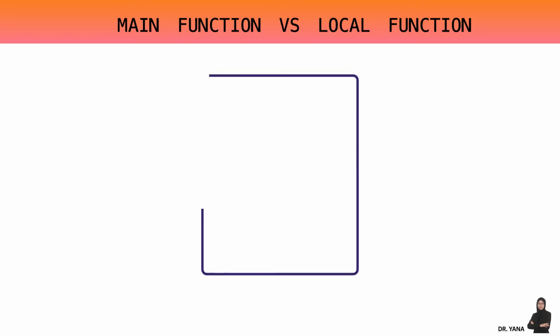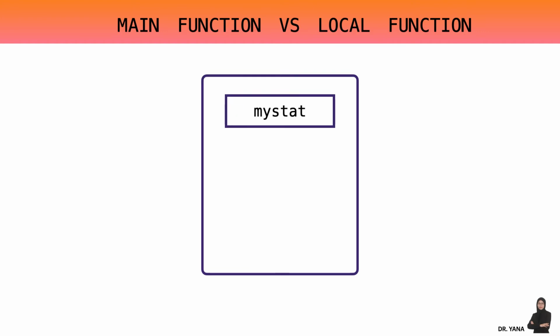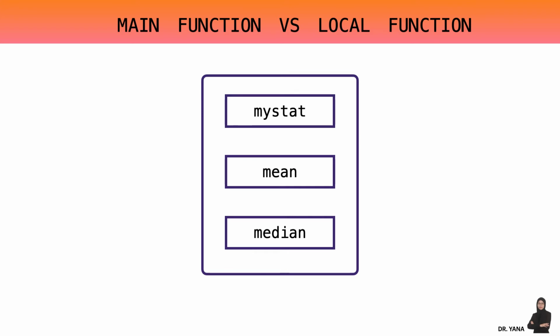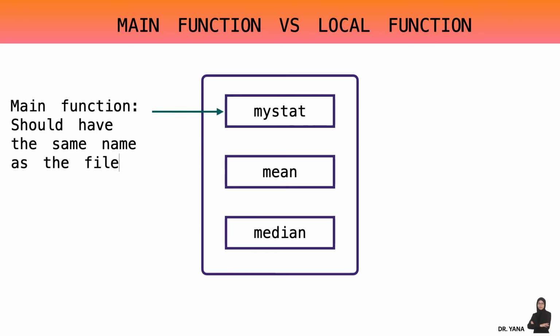Now I'm going to explain the difference between the main function and local function. Let's say you have the M file and you want to create a function called MyStat. Inside MyStat, you have other local functions that are used to calculate the mean and the median. So MyStat will be your main function. Thus, you should save this M function as mystat.m. Then it becomes a function file. That's why the main function should have the same name as the file.